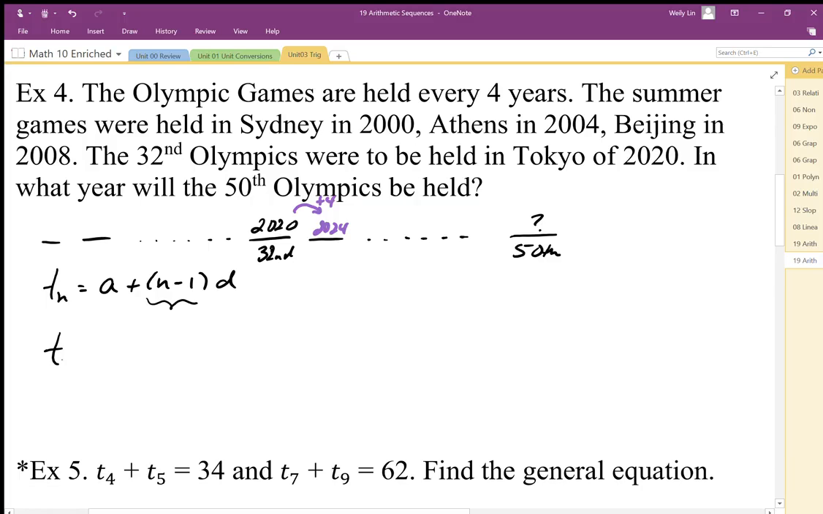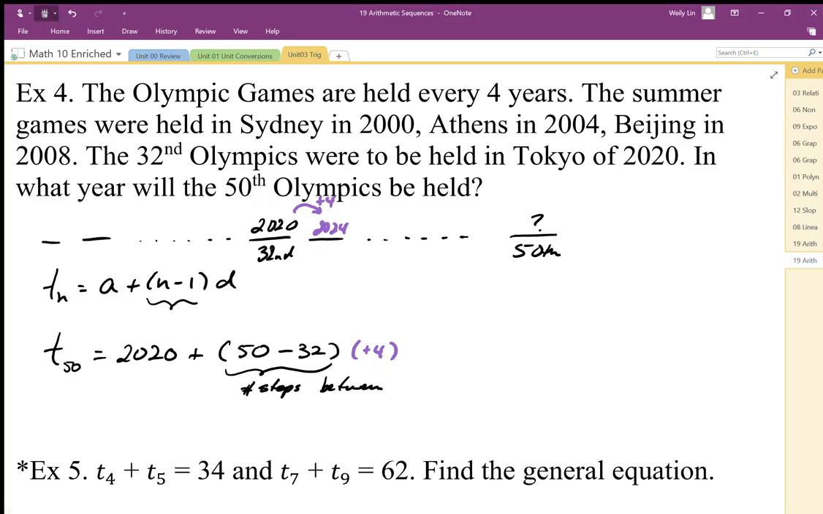We can say that the 50th term, if we start at the 32nd term, so 2020, I just need to figure out how many steps there are in between. And to figure out the number of steps, it's just going to be 50 minus 32. This represents the number of steps between. And then we know it goes up by +4. So if I know that there's 18 steps from 32 to 50, and I know each step is +4, then I can calculate the n position, or T50 in this case.